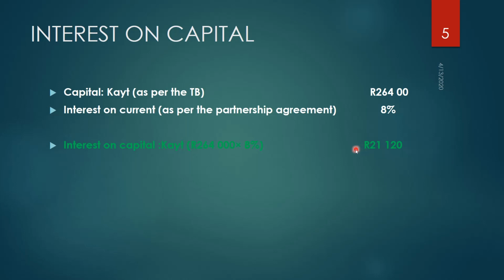We're going to perform the same calculation for Corey. However, I need to emphasize that we're going to take the balance of the capital specifically relating to Corey. We're still going to utilize the 8% as it relates to all partners. And once we multiply Corey's capital amount as per the trial balance by the 8%, we'll arrive at Corey's interest on capital.